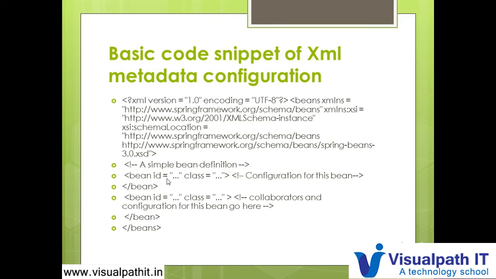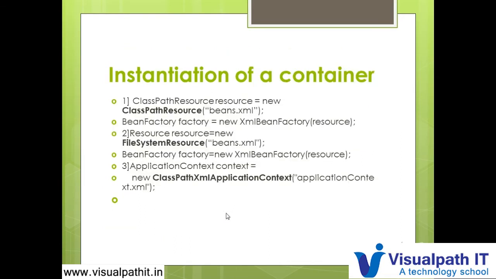This is the ID specifier within which we are giving the name of the bean or the ID of the bean. Class name is given here, and that particular bean is enclosed. Again, the second bean is open, and that will be closed. Here we can have any number of beans associated with that particular project. Here we are having the bean, which can have one single bean or any number of beans, before which we are having the namespaces associated with the XML, beans.xml.